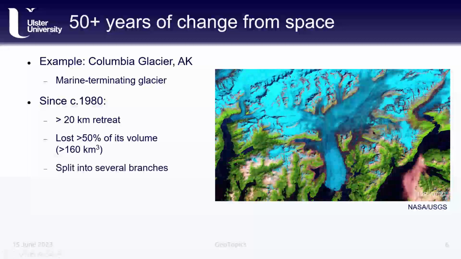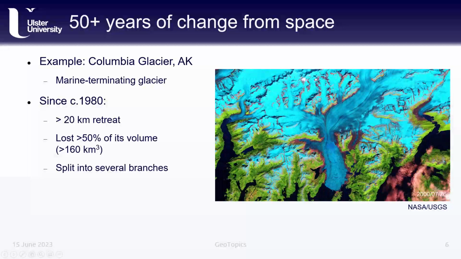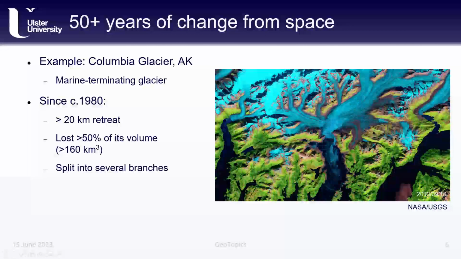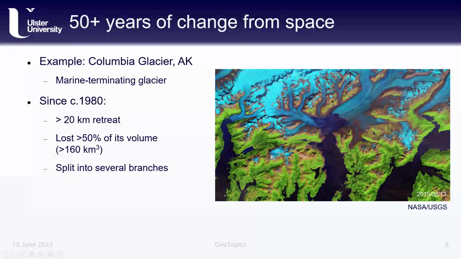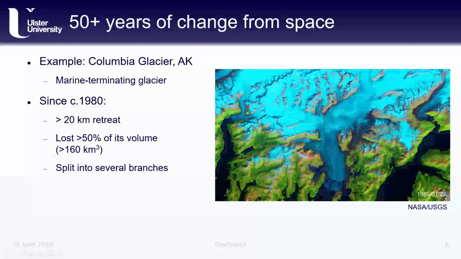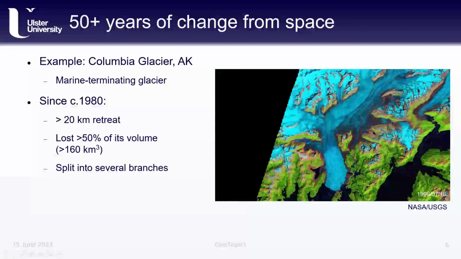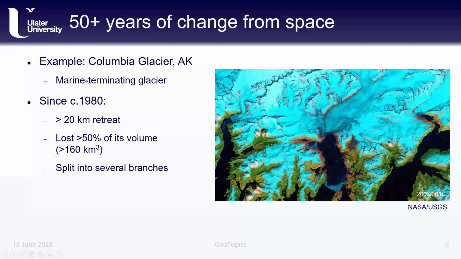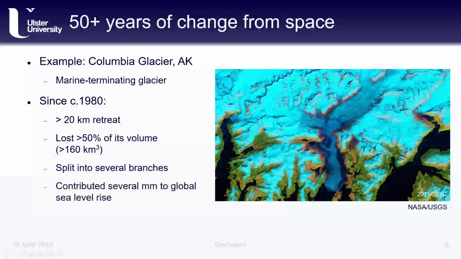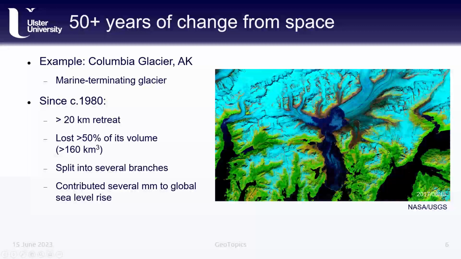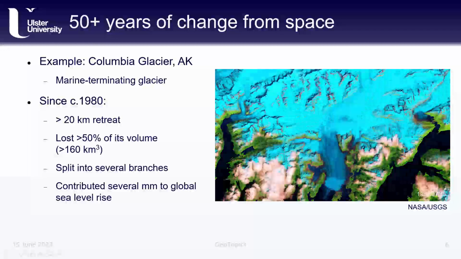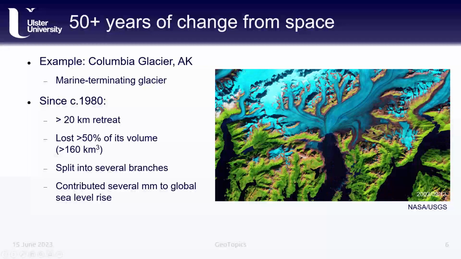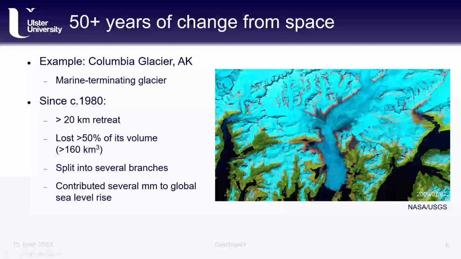And it has also split into several branches. So you can see how once it gets through this confluence here, we have a big branch of the glacier here. We have smaller branches here that then have further bifurcated or further separated into other branches. So the number of glaciers is increasing, but the size of glaciers is a different story. And by itself, Columbia Glacier has contributed at least several millimeters to global sea level rise. So this is just one glacier that has retreated an awful lot as a result of some different processes that we won't get into.